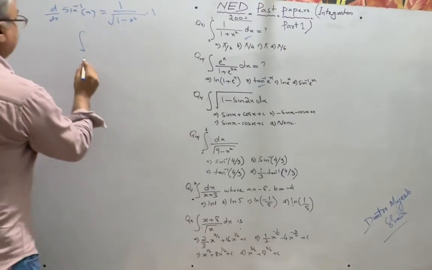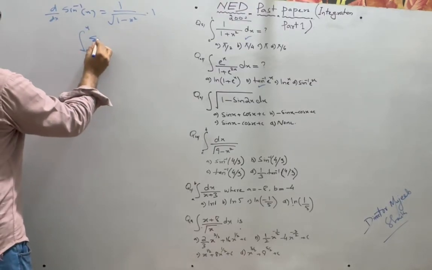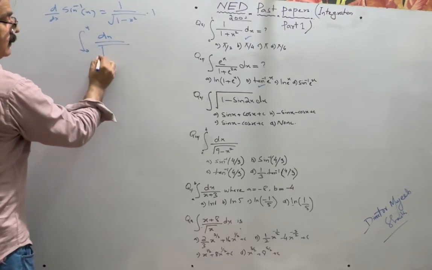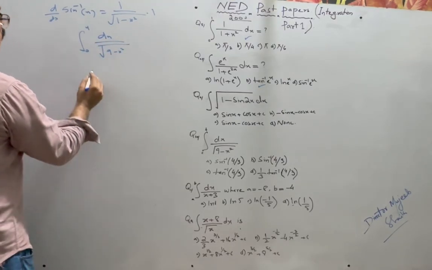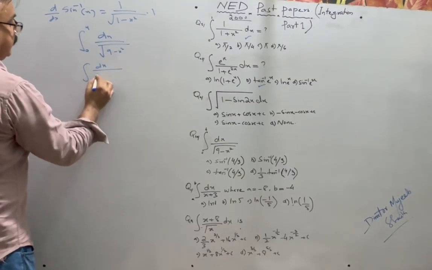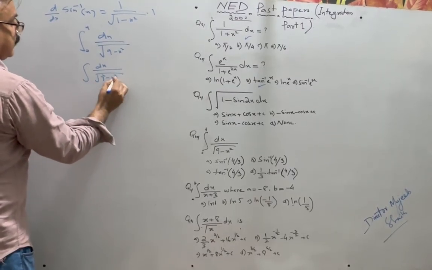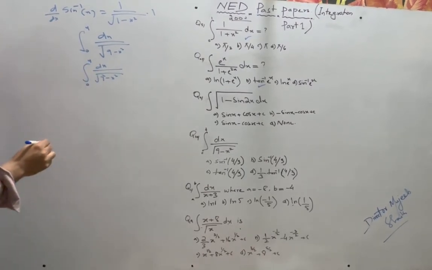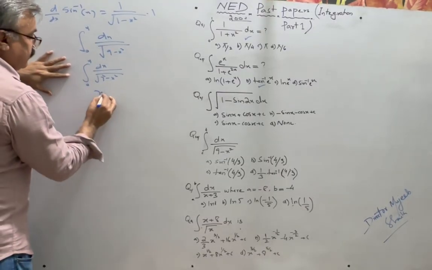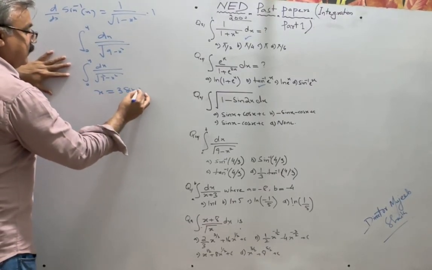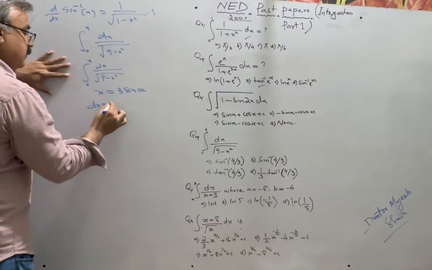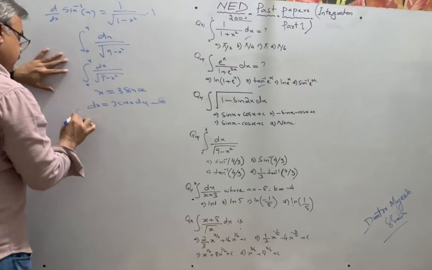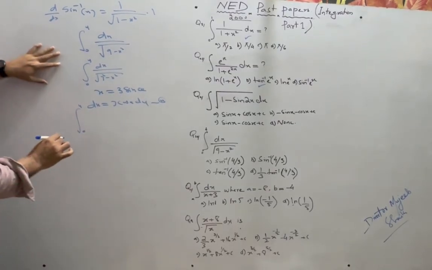Limits are 0 to 4, sorry, dx over square root of 9 minus x square. Instead of 9, I can write 3 square minus x square, limits 0 to 4. If we suppose x is equal to 3 sine theta, then differential dx is going to be 3 times cos theta d theta. Putting both these values here, we are going to get something really very cool result.